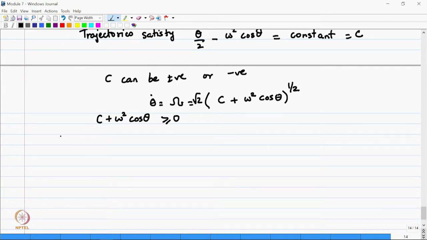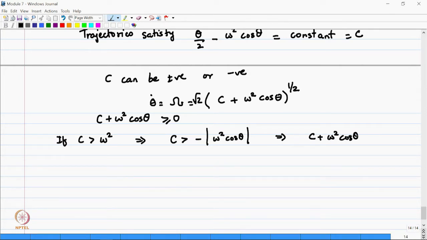Now, if C is greater than omega square, then C will be greater than minus the absolute value of omega square cos theta. What it implies is that C plus omega square cos theta is greater than or equal to 0 for all theta. So theta is not restricted.